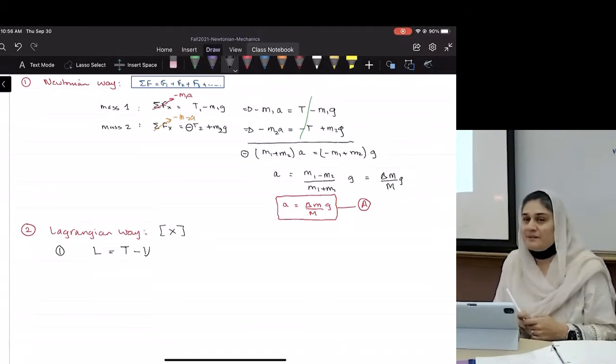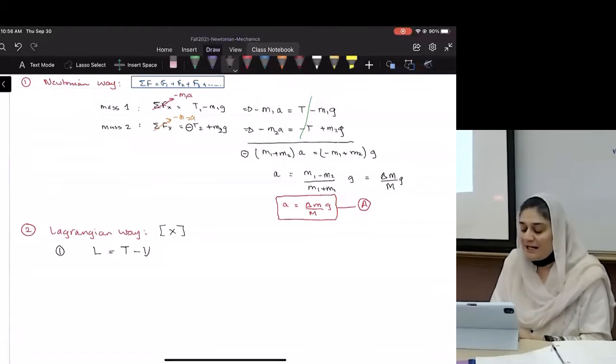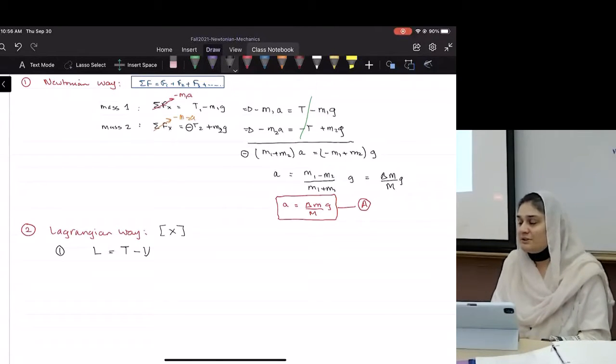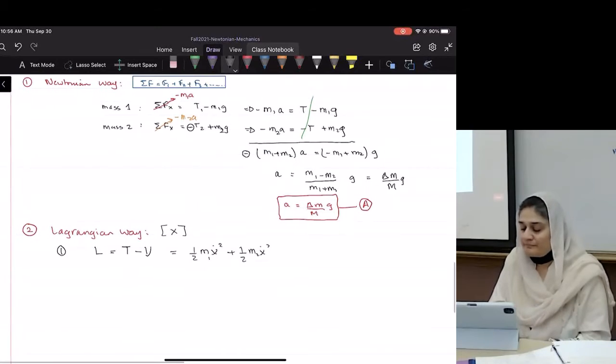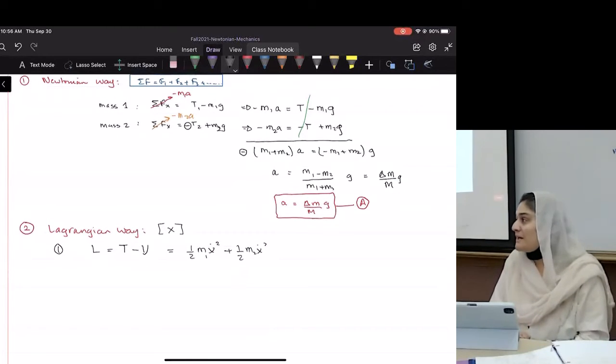How many masses do we have? 2. So that means how many T's should we have? 2. How many V's should we have? Also 2. Good. Can I call this 1/2 m x dot squared plus 1/2 m x dot squared? Will both mass 1 and mass 2 have the same velocities? Yes, because they are connected to each other, correct?